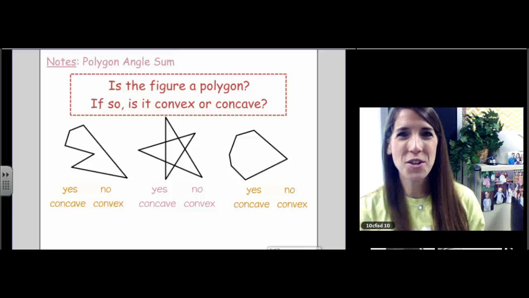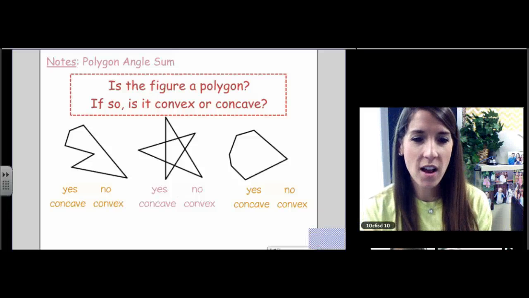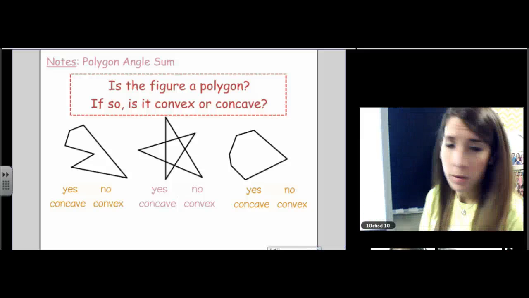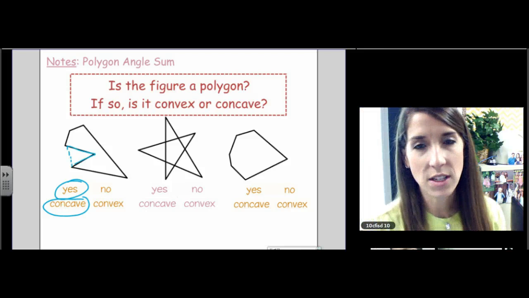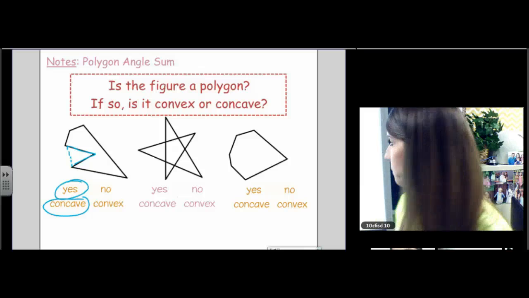So let's try out our newly found knowledge. Is it a polygon? If it is, is it concave or convex? Number 1, believe it or not, that is a polygon, but it's concave because look, one of the sides caved in right here. I can draw the diagonal and it lies outside, so that's a concave polygon.